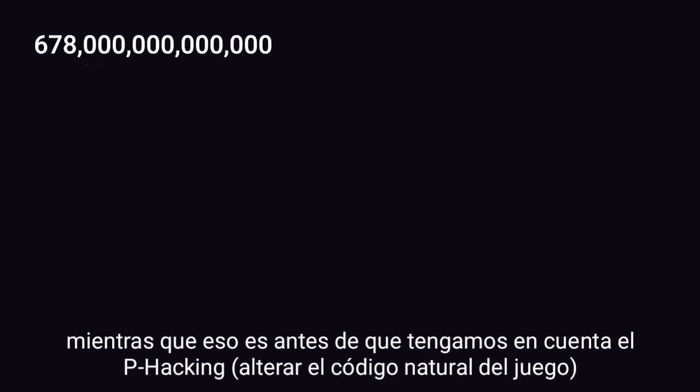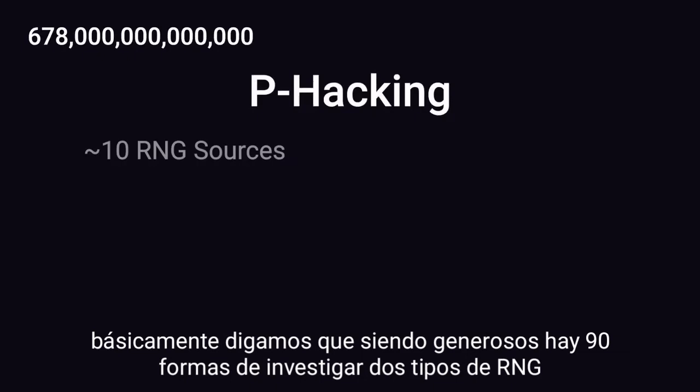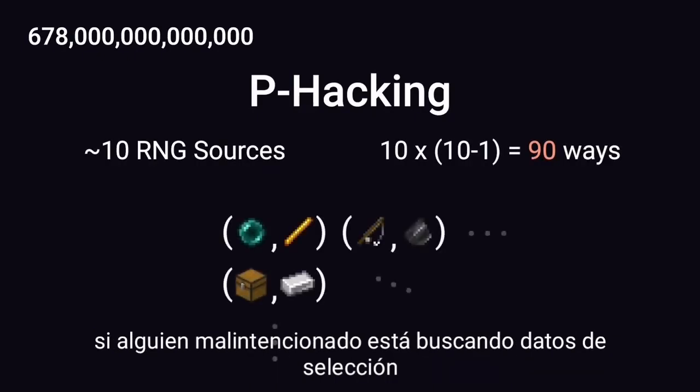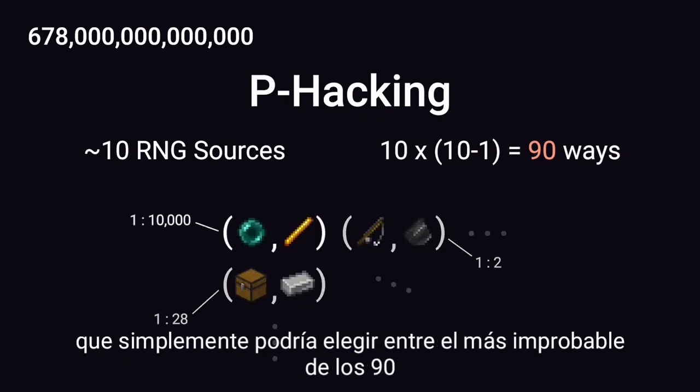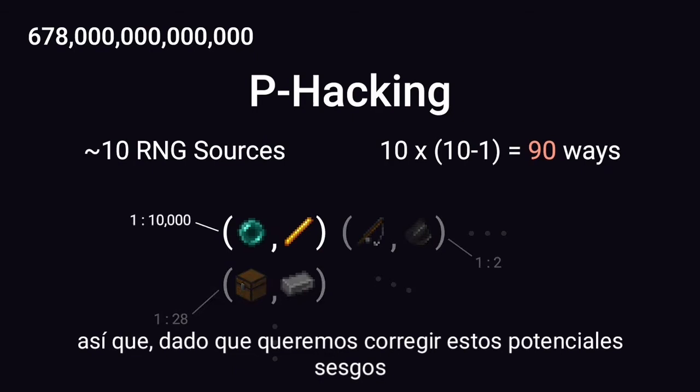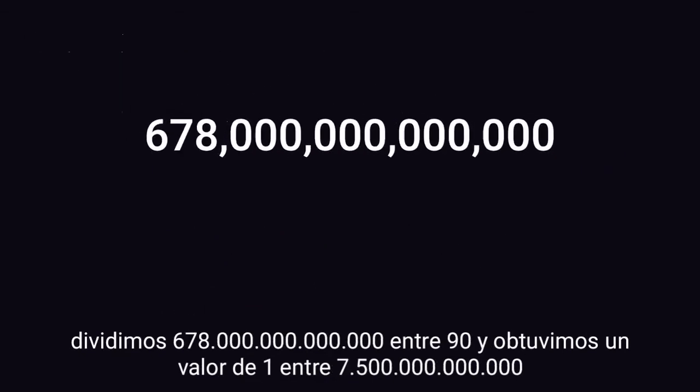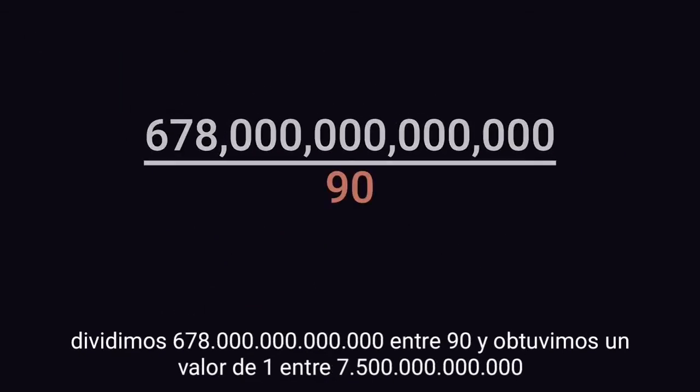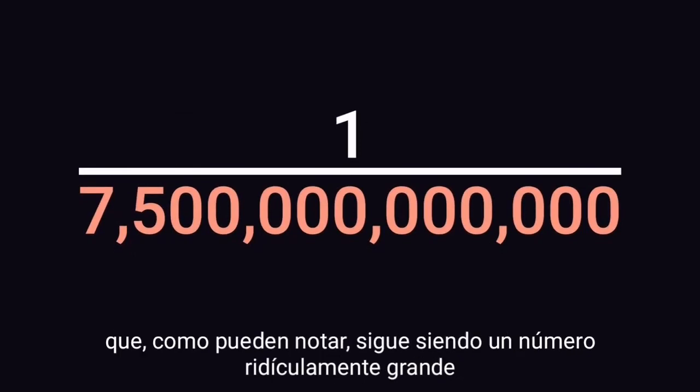Well, that is before we account for p-hacking, basically saying, let's be generous and say there are 90 ways to investigate 2 types of RNG. If someone malicious was looking to cherry-pick data, then they would just choose the most unlikely one out of the 90. So, since we'd want to correct for this potential bias, we divide 678 trillion by 90 and get a value of 1 in 7 trillion, which as you may notice is still a ridiculously large number.